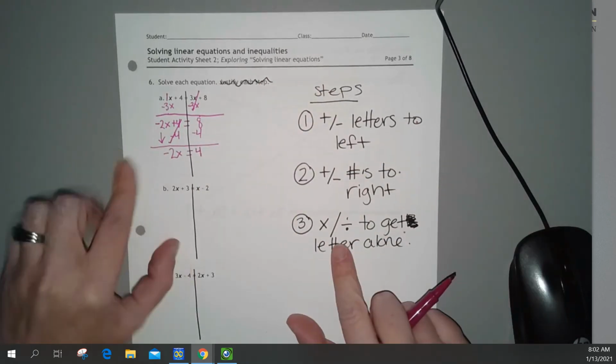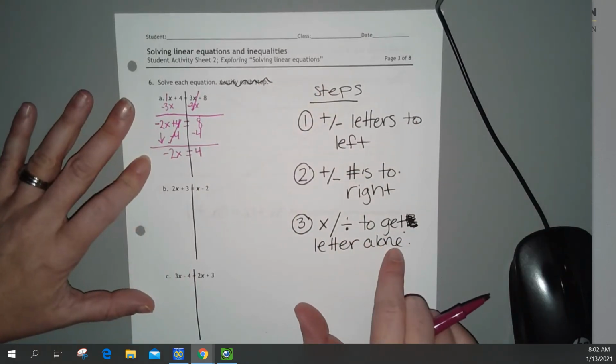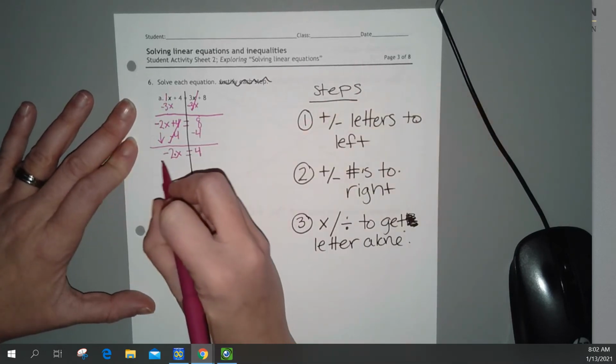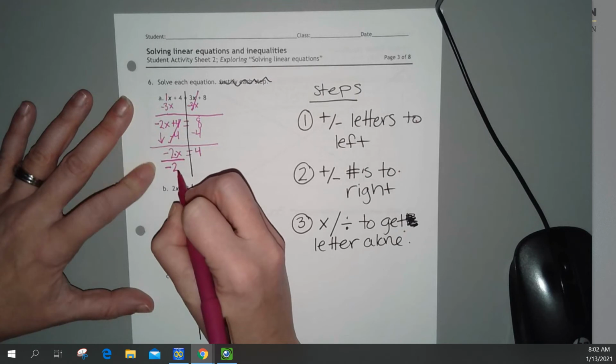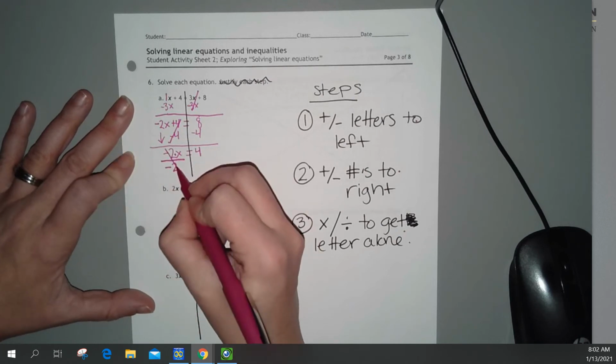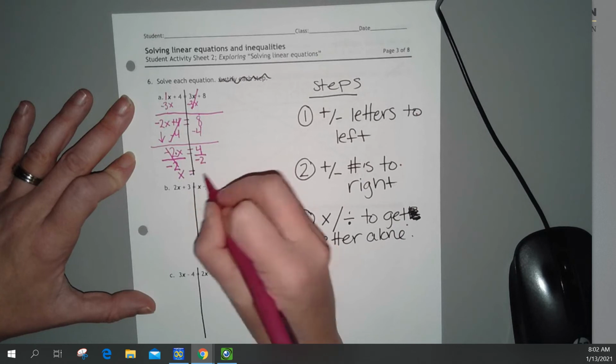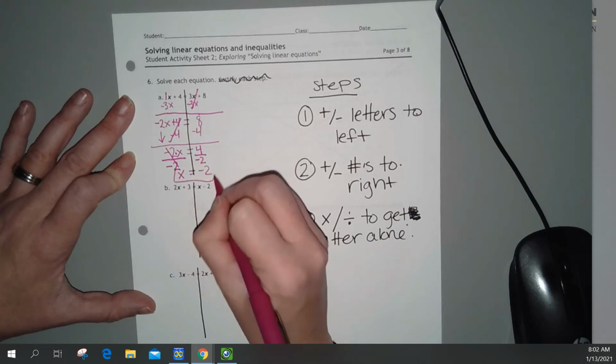Step 3, multiply or divide to get the letter alone. I see multiplication here, which means I have to divide. Be careful with your negatives. Negative 2 divided by negative 2 leaves me with just x. 4 divided by negative 2 is negative 2.